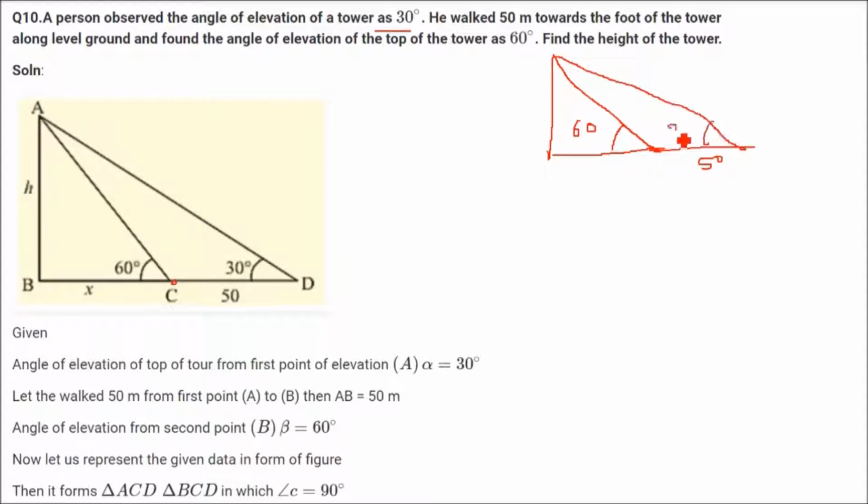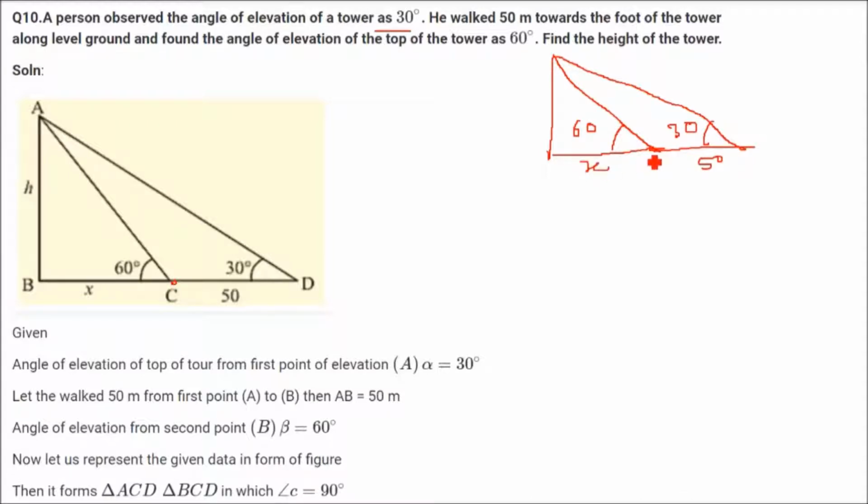This angle is going to be 30 degrees. The logic is, the nearer you are to the wall or a tower, the angle will be higher. The more you go away from the tower or anything which is straight, the angle will decrease. That is how I identified that this angle has to be 60 degrees and this angle has to be 30 degrees.